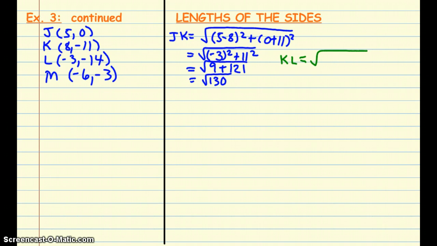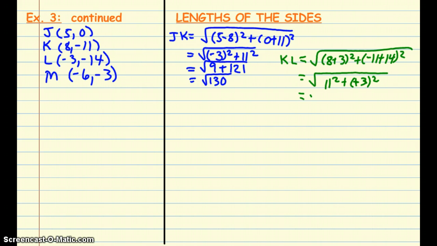Same thing, use the distance formula. 8 plus 3 squared plus negative 11 plus 14 squared. So I've got 11 squared, oops, not negative 3, plus 3 squared, and this also looks like it's going to turn into the square root of 130. So far, 2 of our 4 sides are telling us that they're the same. So my speculation is that this is going to turn into either a rhombus or a square. But we still need to prove the other 2 sides.